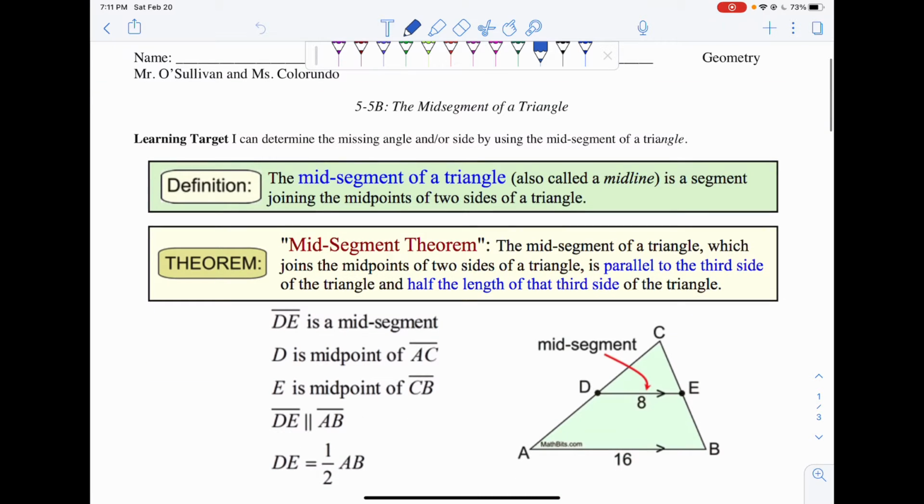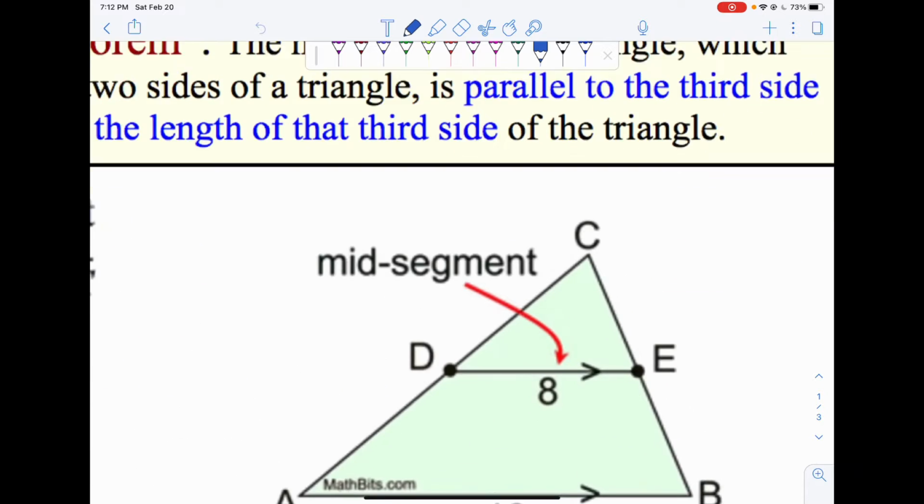We learned yesterday that the mid-segment of a triangle, also called the midline, is a segment joining the midpoints of two sides of a triangle. And there's a theorem: the mid-segment of a triangle, which joins those midpoints, is parallel to the third side and half the length of the third side of the triangle.